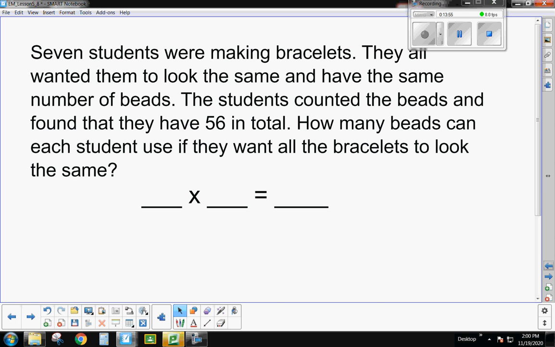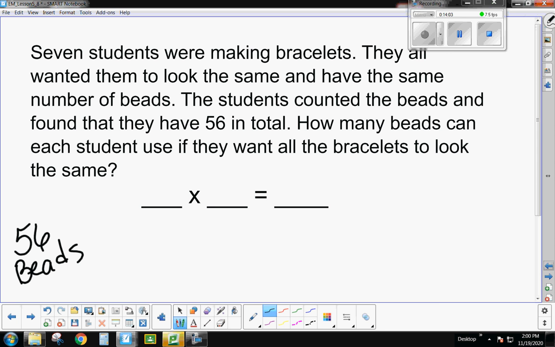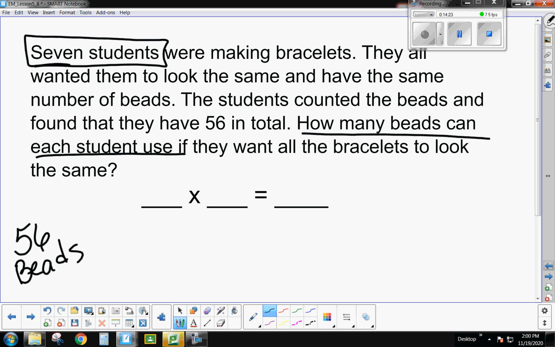So let's think about what's going on in this problem. I have 56 beads total. Now I'm taking those beads and I'm going to make bracelets, and I want them to all look the same. So this is going to be an equal groups problem, right? Now I need to figure out, do I know how many is in each bracelet, or do I know how many bracelets I'm making? It wants to know how many beads can each student use. Oh, here it is. It wasn't in a number format, so I couldn't find it.